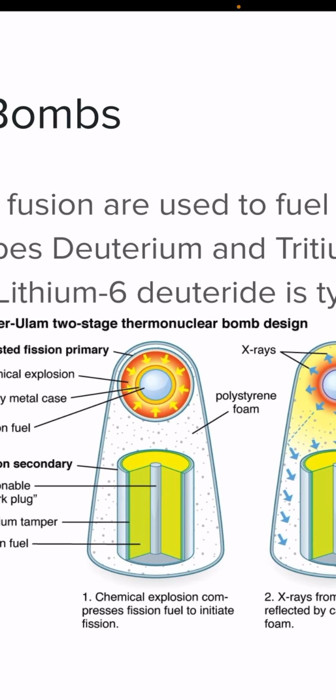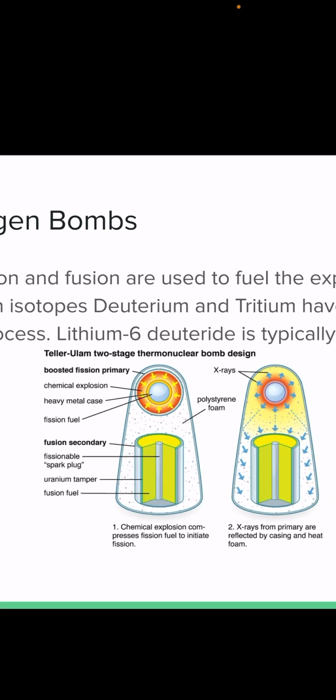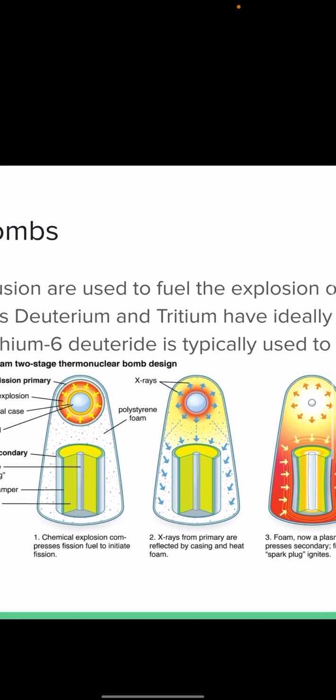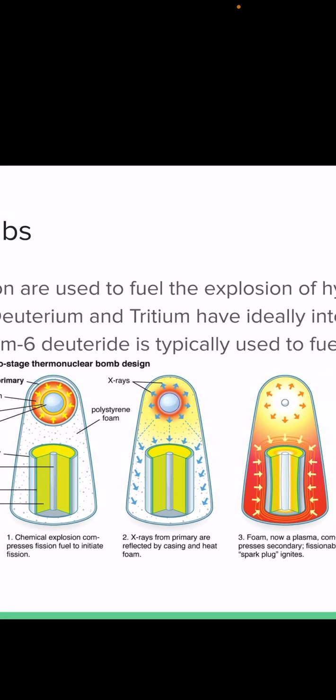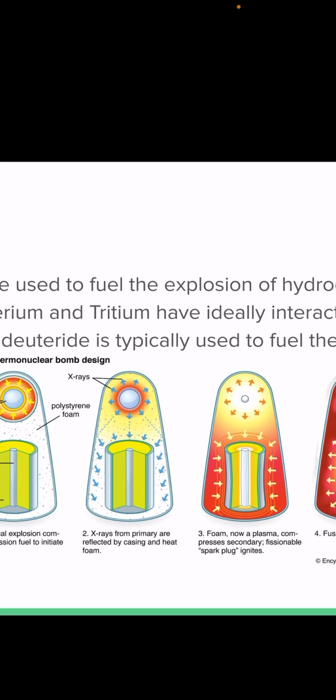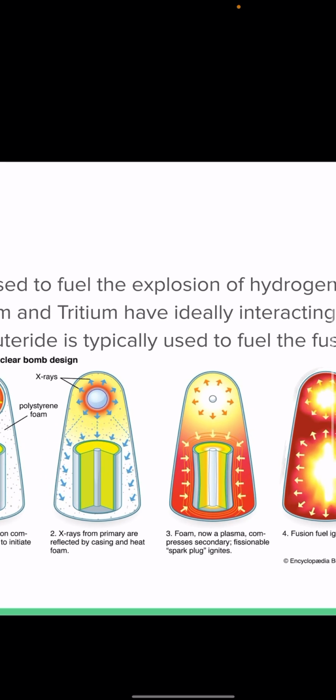So we've got a model of what is happening here. Like with the atomic bomb, step one is fission. Just conventional explosives are used up here at the top to initiate the fission process. Once that fission process starts to happen, it heats up the foam, which is now plasma, that compresses the fissionable material.